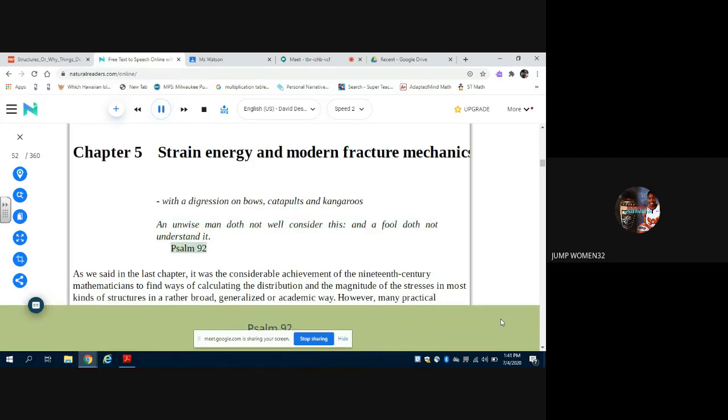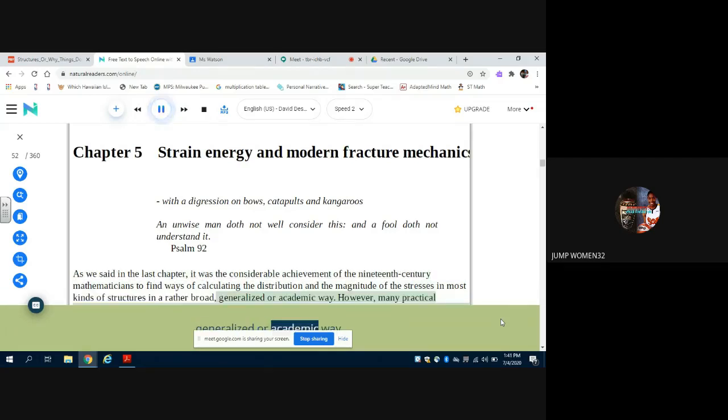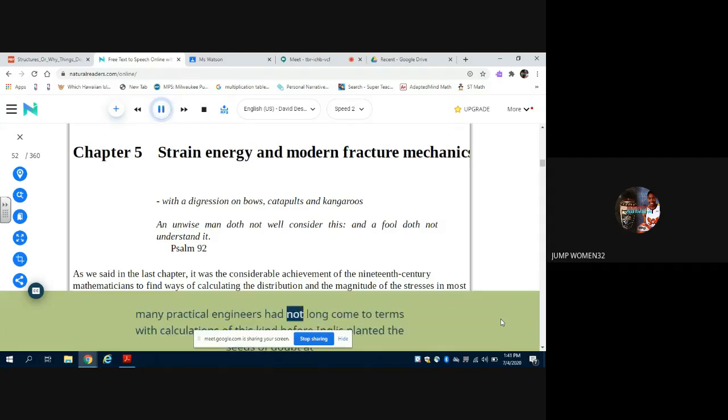As we said in the last chapter, it was the considerable achievement of the 19th century mathematicians to find ways of calculating the distribution and the magnitude of the stresses in most kinds of structures in a rather broad, generalized or academic way. However, many practical engineers had not long come to terms with calculations of this kind before Inglis planted the seeds of doubt at the back of their minds.